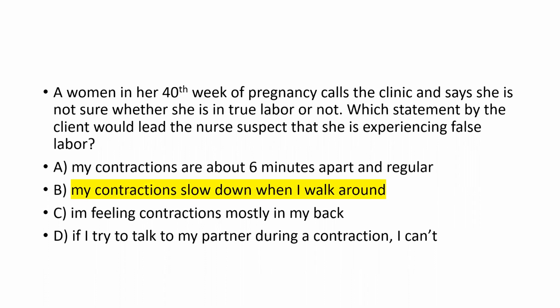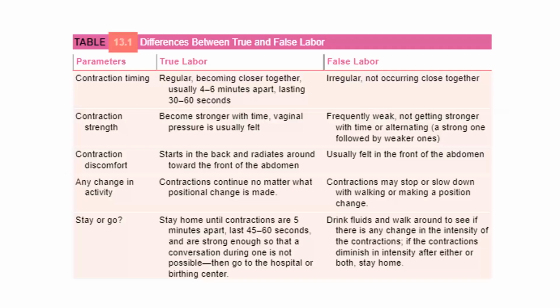You are correct. The answer would be B. And I'll show you right here on the textbook. So go back on the recording to remind ourselves what that is. But this question that we were talking about here was on the activity, the change in activity. This was saying that this is false labor because the contractions slow down with walking. That's what that one was.